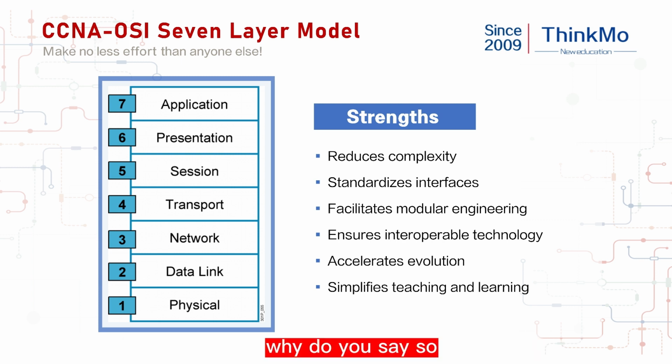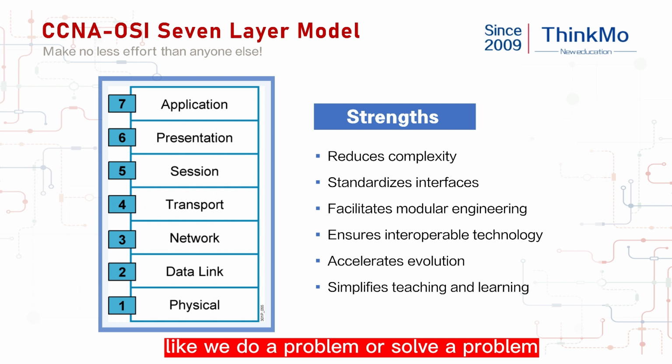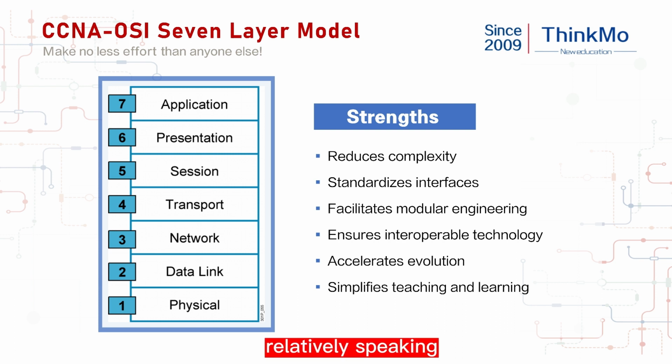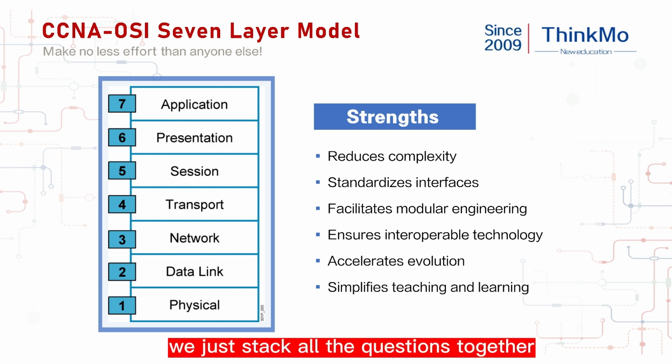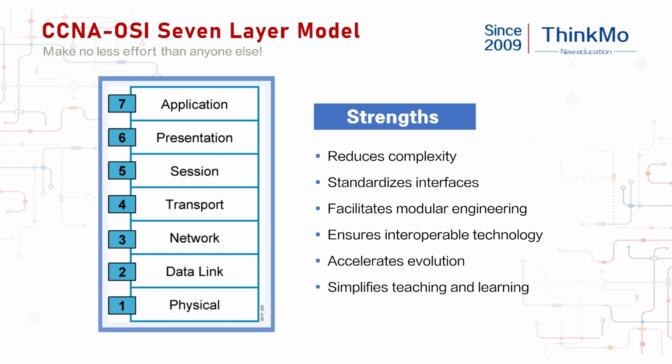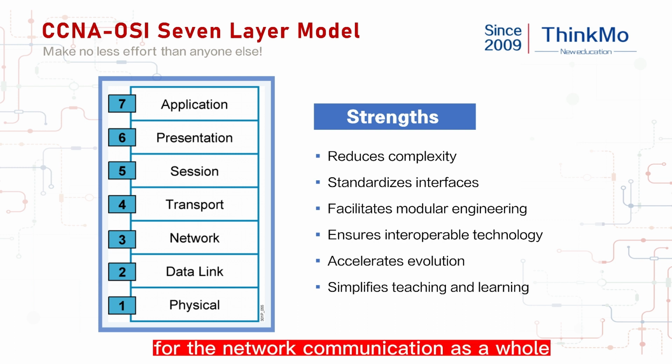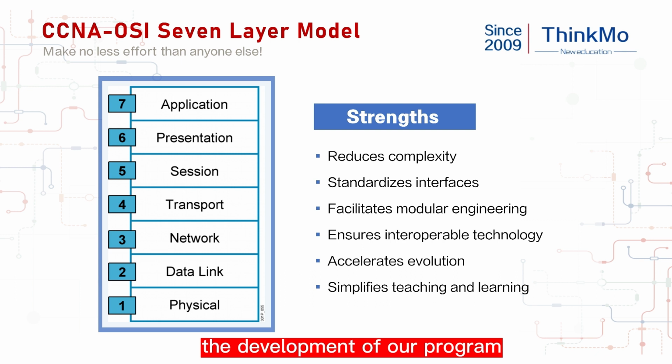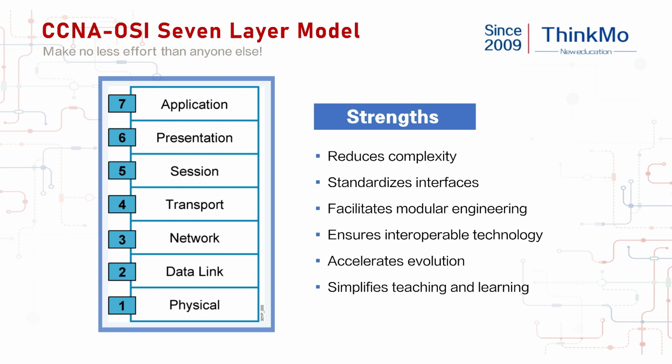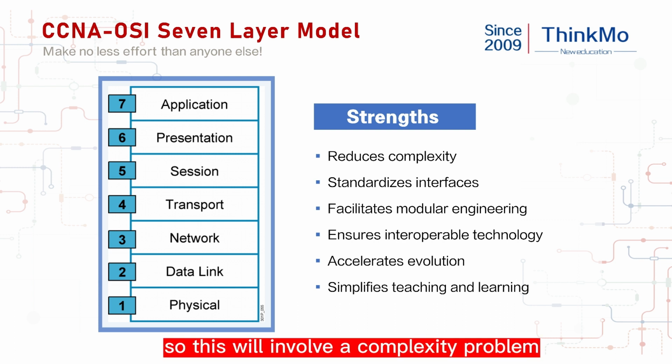Why do you say so? Like when we do a problem or solve a problem, if we divide the steps and solve them by level, relatively speaking, every step we take is simpler. If for a complex problem, we just stack all the questions together, then for the network communication as a whole, the development of our program and the process of future implementation is relatively difficult. So this will involve a complexity problem.